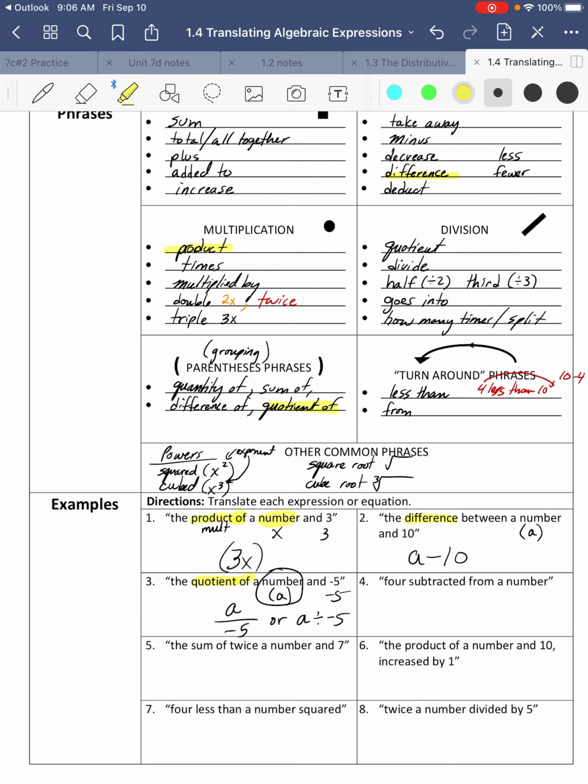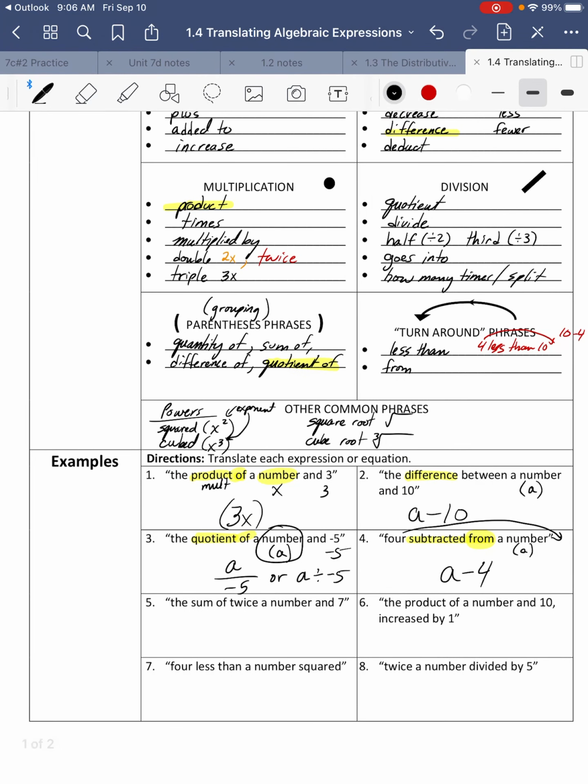All right, 4 subtracted from a number. So when you see subtracted from, then we're going to actually flip it around. So a number, put any number you want in there, letter a, and we're going to switch this. So it's a subtract 4.